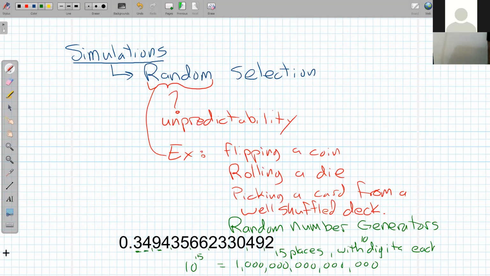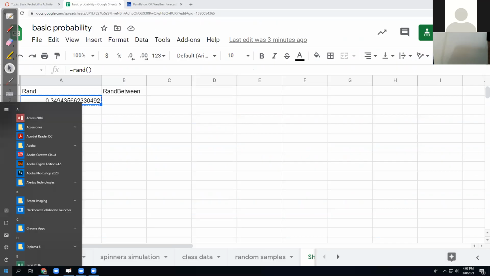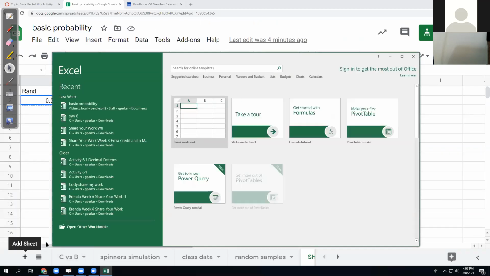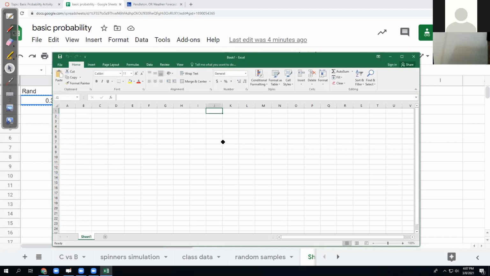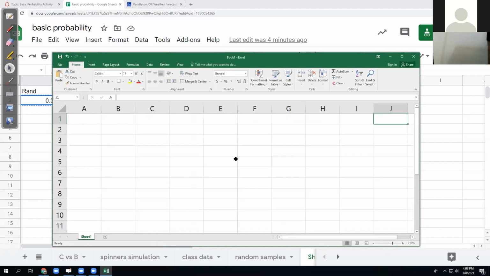All right, but we use computers to do simulations all the time. About 10 years ago now, there's a program called Microsoft Excel. Some of you may have used it before. It was around before Google Sheets was around. And it is a spreadsheet, and it has a random number generator in it too. Let's see, how do I get a new one? Just like the one I was using, I could use the RAND feature, which is equals RAND, close the parentheses, don't put anything inside, and you get a random number.